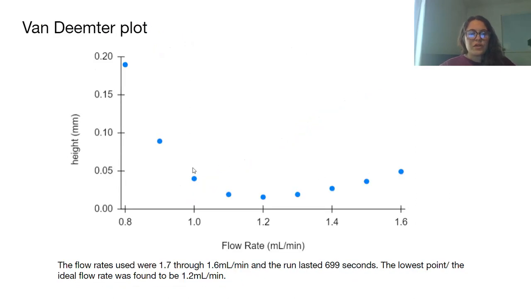Next, we aimed to find the ideal flow rate, and we did this by testing various flow rates and calculating the plate height at these flow rates. The flow rate with the lowest height value would be the ideal flow rate, which in this case would be 1.2 milliliters per minute. And this is because it has the highest number of theoretical plates.